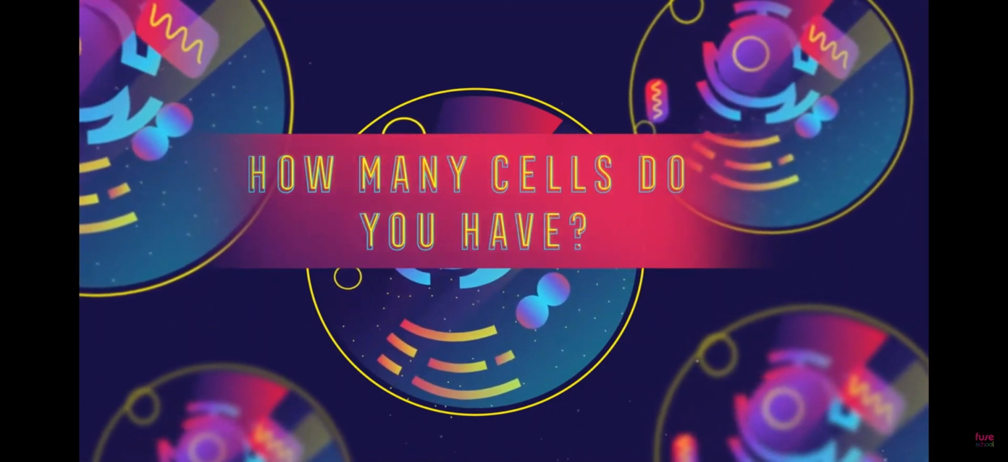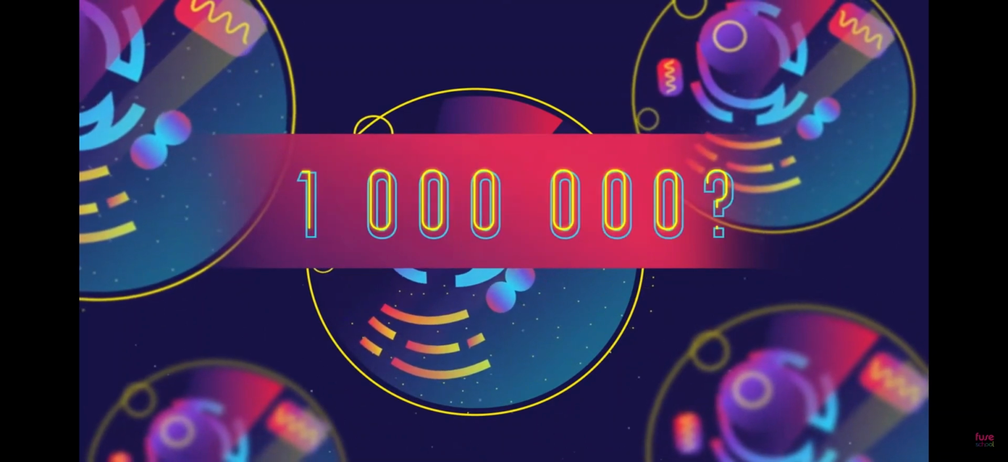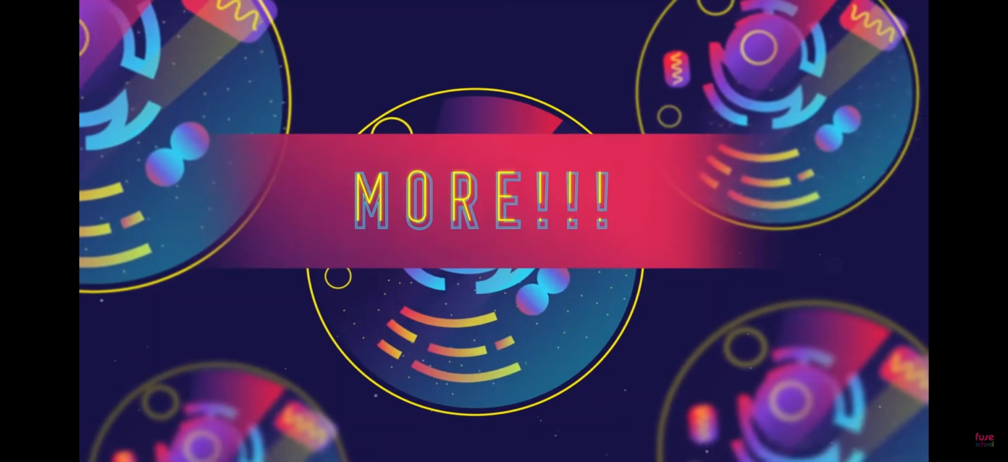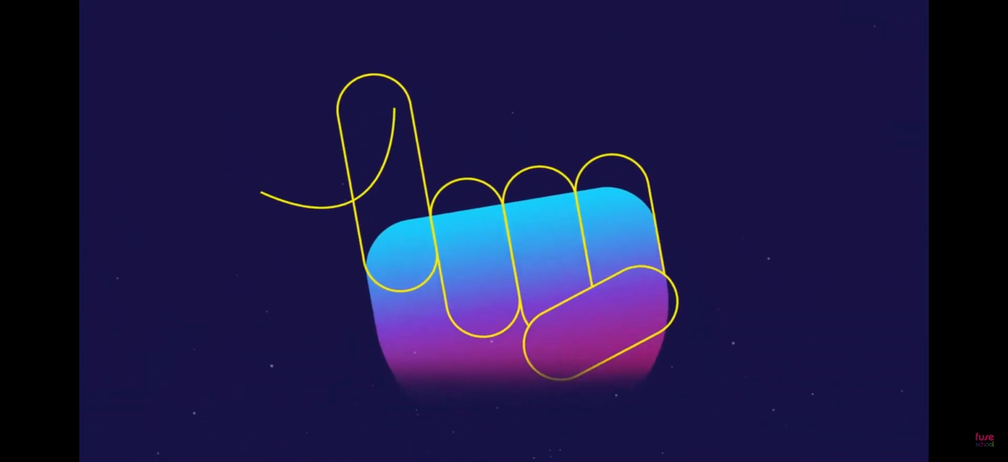So how many cells do you think you have in your body? 1,000? 1,000,000? 1,000,000,000? More. We contain around 50 trillion cells. Have a look at your little finger. There's probably about 10 billion cells in there.